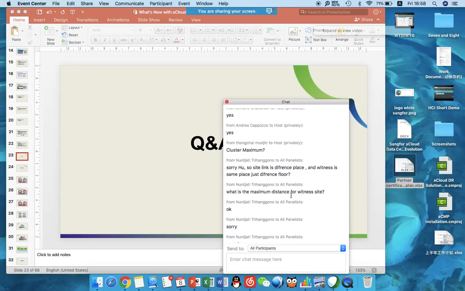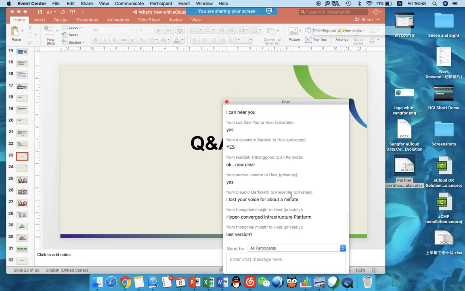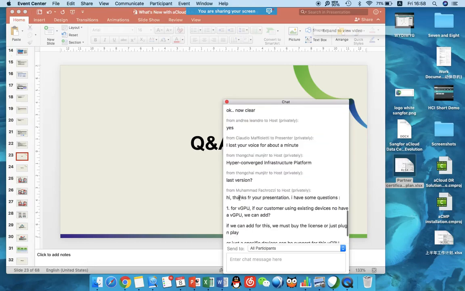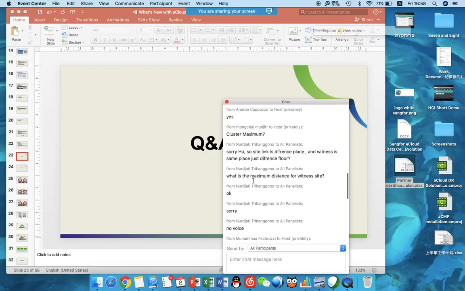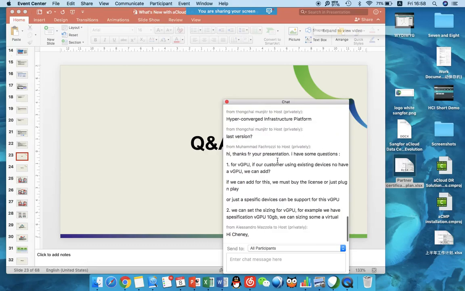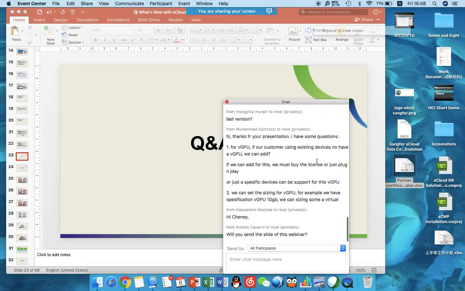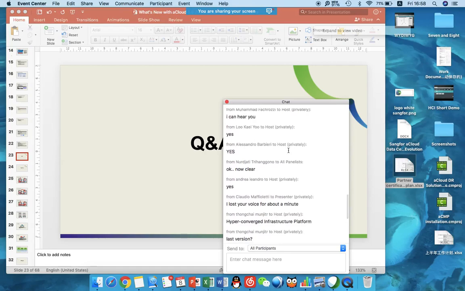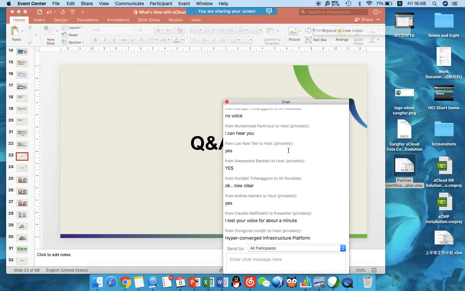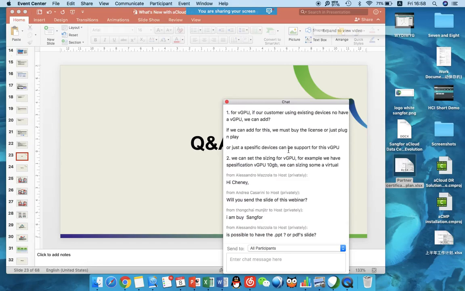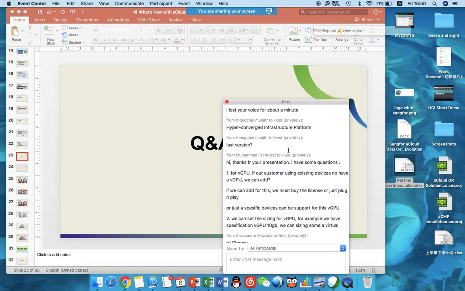Okay, so the site link is a different place and the witness is the same place, just a different floor. Yes, you can do that. You can deploy the witness node on a separate floor. In some extreme cases, the customer doesn't have a separate floor or separate server room, they can even deploy the witness node at the same site as their primary site. In that case, the reliability level will be a little bit lowered.